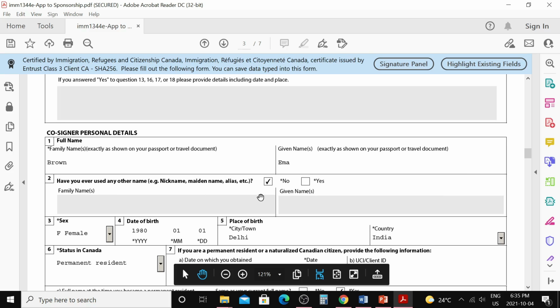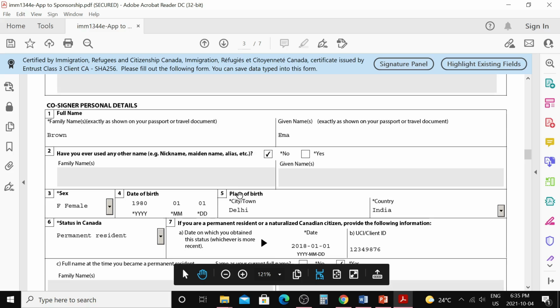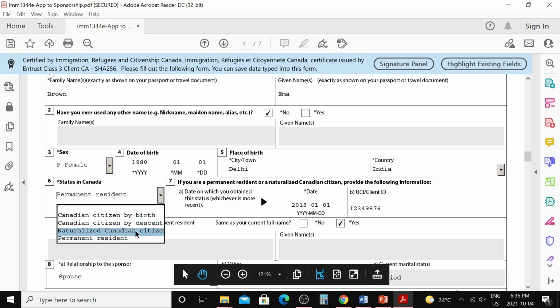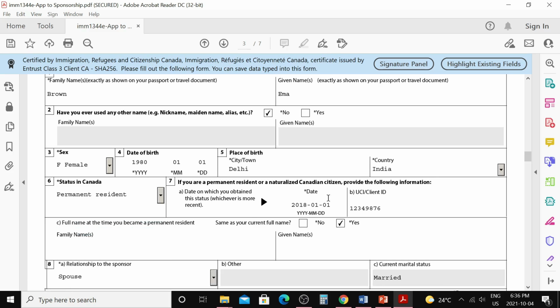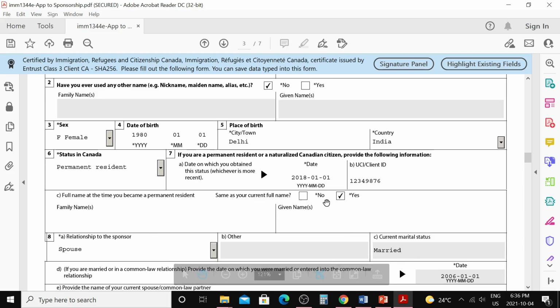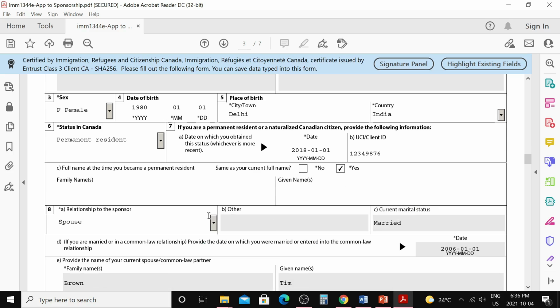Have you ever used any other nickname? Then you need to provide information here, gender, date of birth, place of birth, country of birth, and status in Canada, same as before: permanent resident or naturalized Canadian citizen, one of them. Then the date of that citizenship or permanent residence, and then your client ID here, and the full name at the time you became a permanent resident. Again, if it's the same you can say yes. If you say no, you need to provide your full name here.